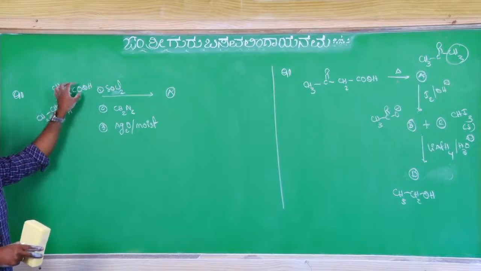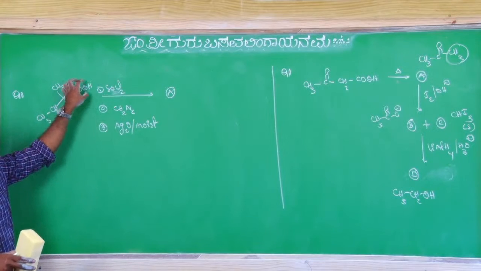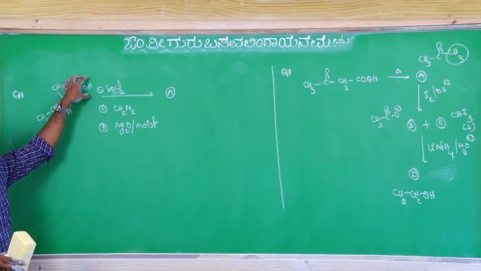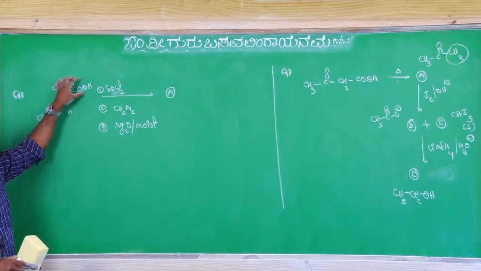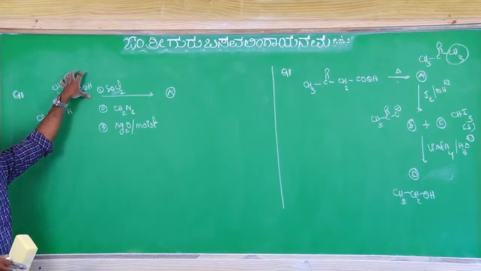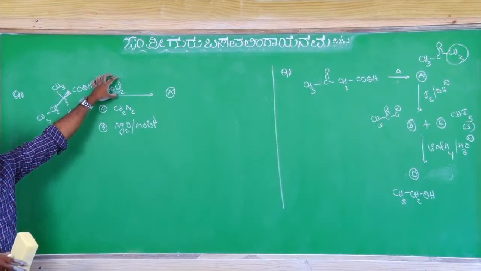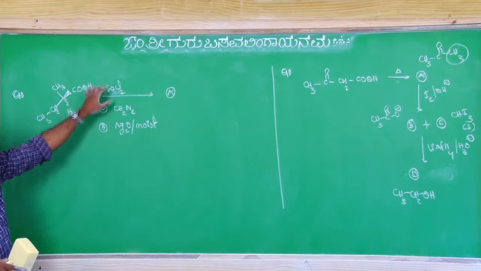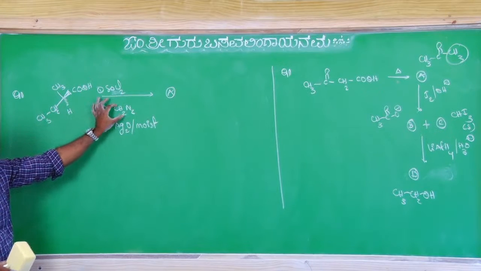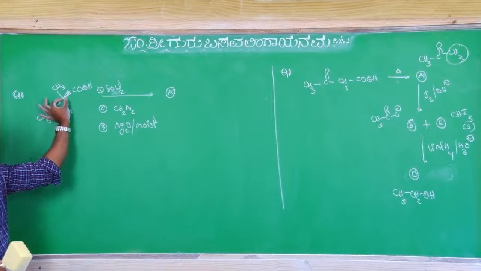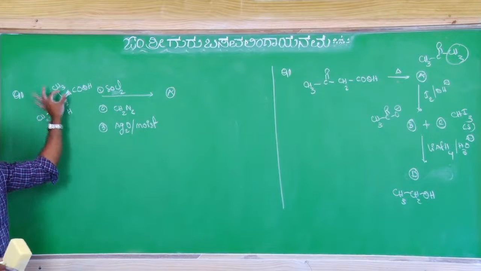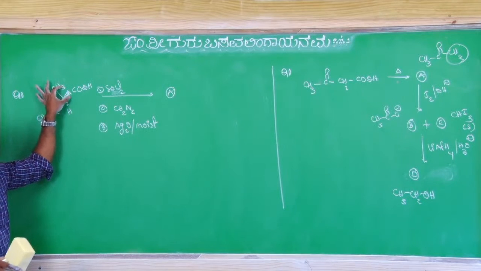Here the SOCl2 reacts with the C-OH group and blocks it. Block means there will be a chlorination, so you get the C-Cl product. This is followed by hydrolysis. From this reaction, you have to insert CH2 between COOH and this carbon. Whatever configuration is there, you have to write it as it is.